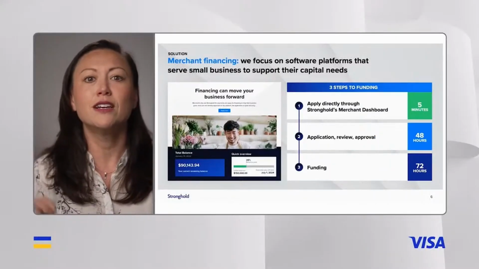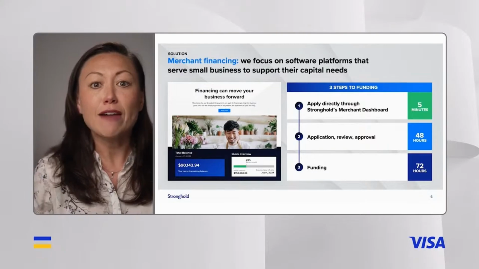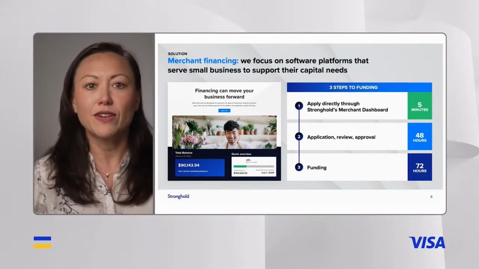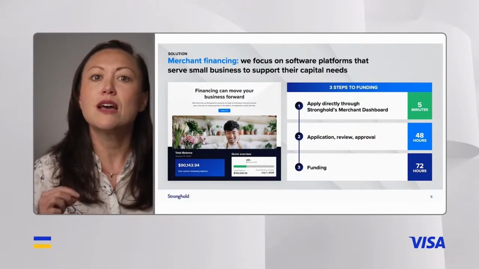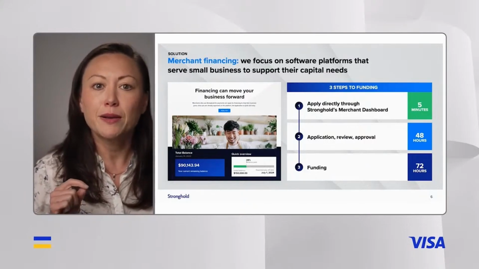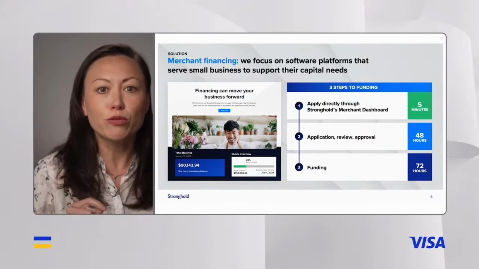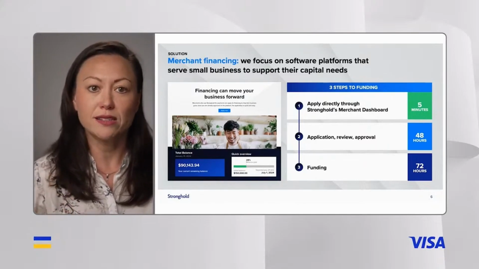The first product is merchant financing. After onboarding to our payments platforms, merchants can access financing quickly because Stronghold uses business performance, payments history, and existing KYB data, leading to approval and funding in just 3 days.